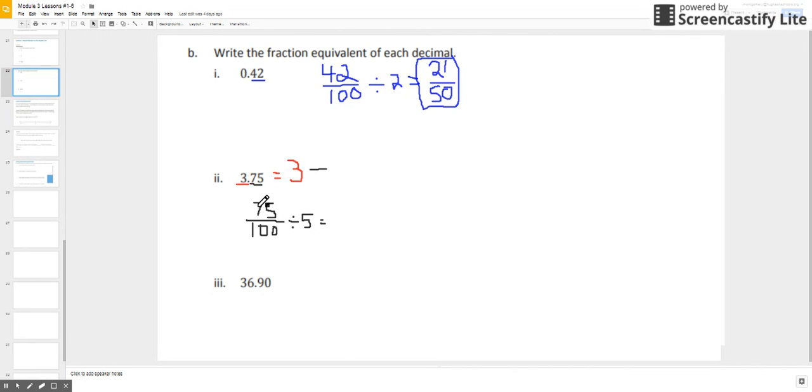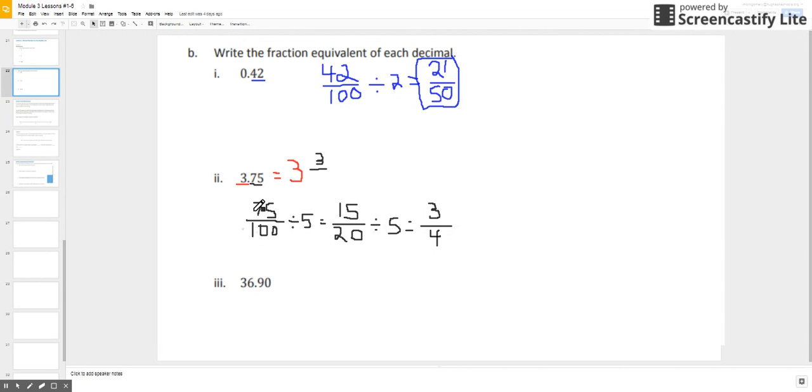5 goes into 75, let's think about that. 5 goes into 7 once with 2 left over, and goes into it 15 times. Of course, you can do the division on the side if needed. And 5 goes into 100 20 times. And then these are both going to be simplified again, so I can divide by 5 one more time. 15 divided by 5 is 3, and 20 divided by 5 is 4. So the fraction of this is 3/4.